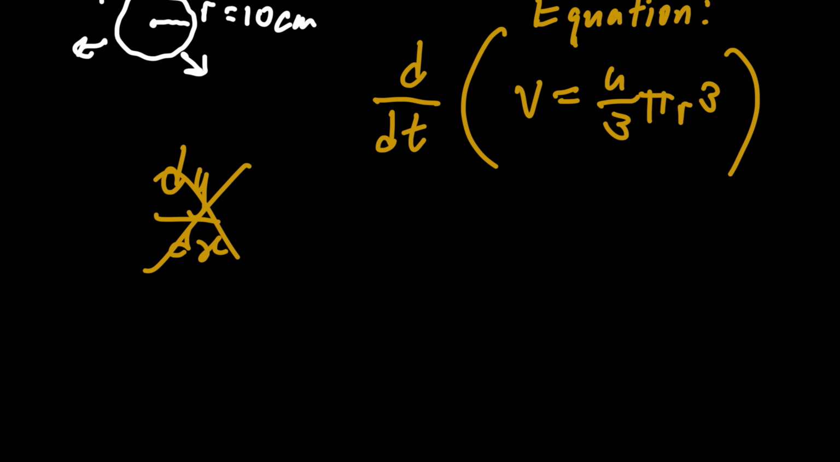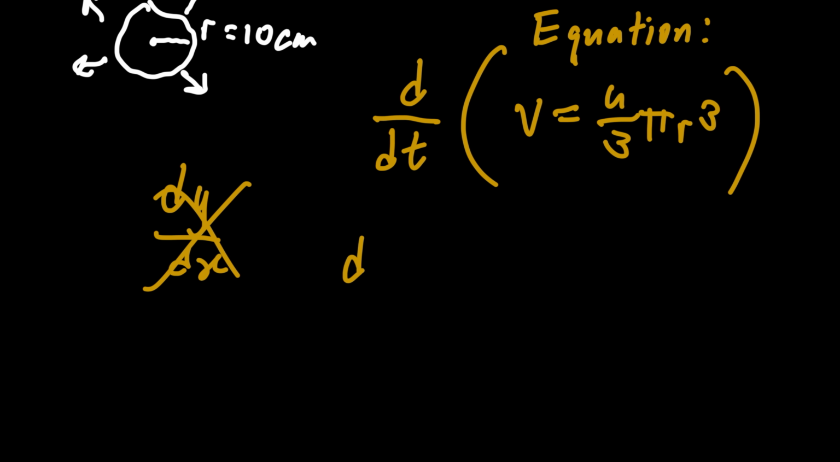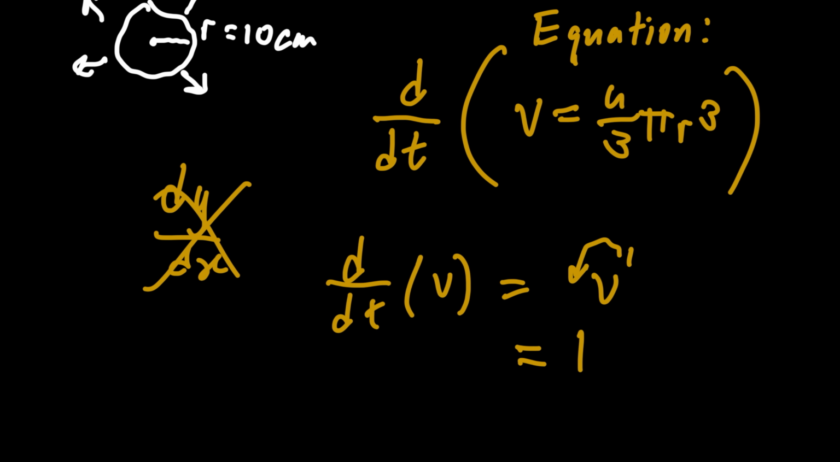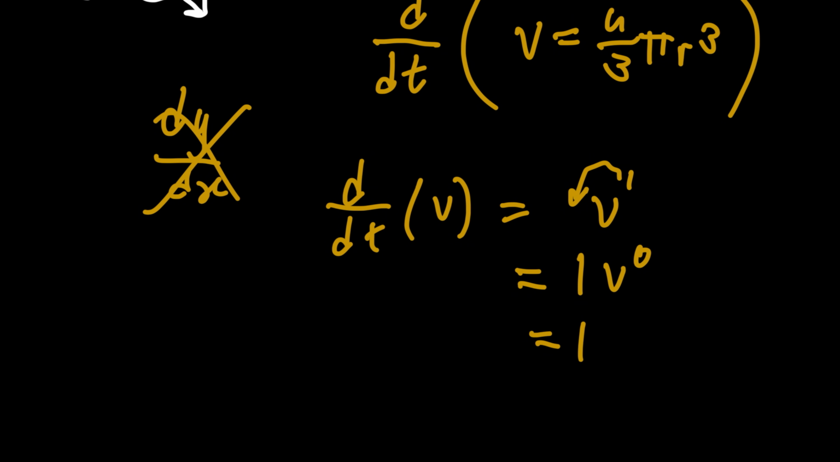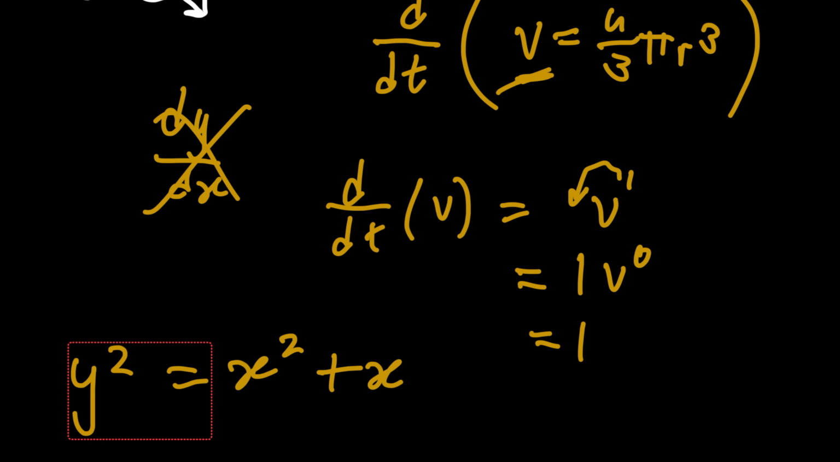So let's start with v. The derivative of v, we're just going to use the power rule. So we take the 1, bring it forward, so it'll be 1 times v to the power of 0. So that would be 1, but, and this is where implicit differentiation comes in, right? Volume is a function of time, right? Volume is a variable here. So it's similar to how y is in something like y squared is equal to x squared plus x. We need to take its inner function as well.